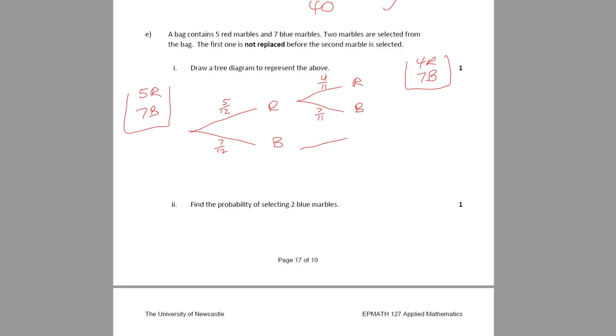Or if I'd come down this pathway and I'd picked a blue instead, then my bag looks like this. Instead of 5 reds and 7 blues, it's still 5 reds, but it's only 6 blues. So I've got 5 out of 11 chance of getting another red and 6 out of 11 chance of getting another blue. There's my tree diagram. I'm going to be excessive with it. Can't you just rub it all out without me having to scribble everything?